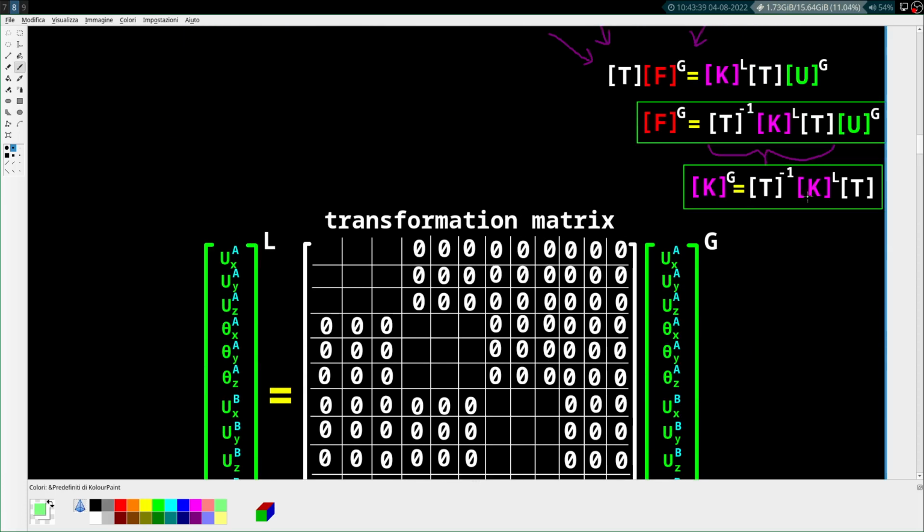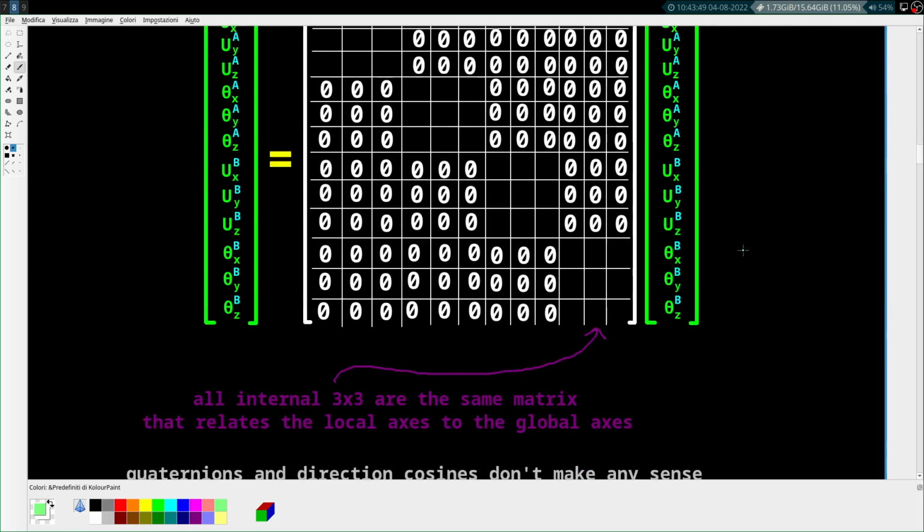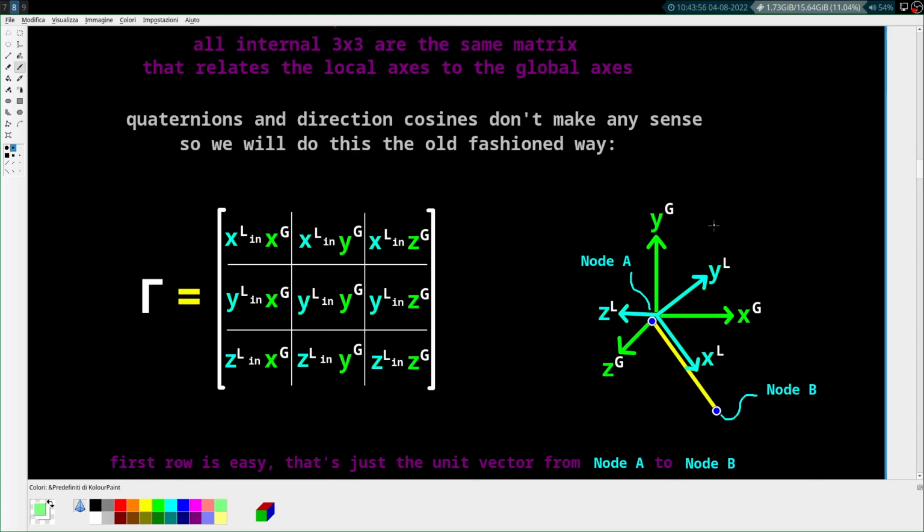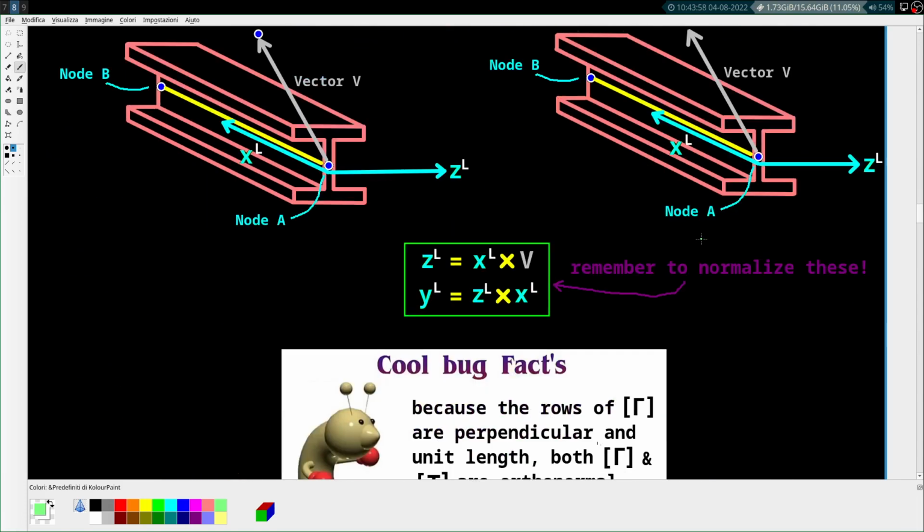So T transpose K T is the global matrix, or I should say the global reference frame of the element matrix. Does that make sense? It's the set of matrix in the global frame. Okay. So yeah, that's all that.